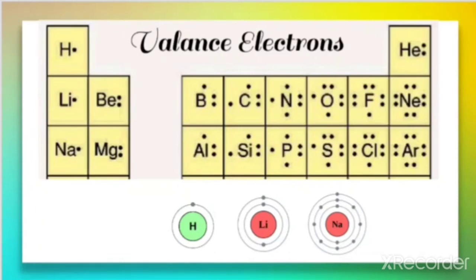Find it out here. How many valence electrons are there? In the case of hydrogen, there is only a single electron in the outermost shell because there is only one shell. But in lithium, two shells are there. So which is the outermost shell? This is the outermost shell. And how many electrons are there? 1. Valence electron is equal to 1.